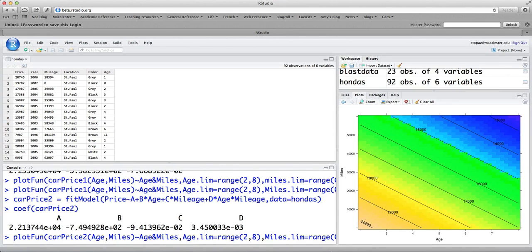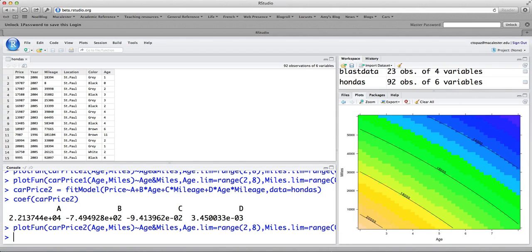And we can plot over the exact same ranges if we want. And it looks something like this. We have contours that are a little bit curved. And that has to do with the presence of this interaction term. It's not a linear function anymore.